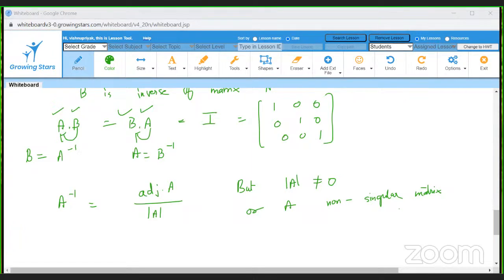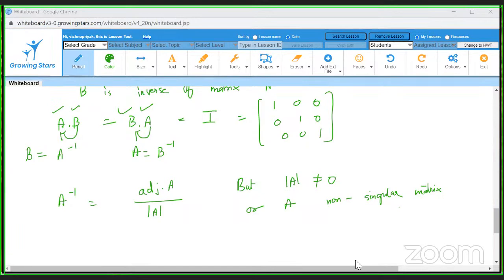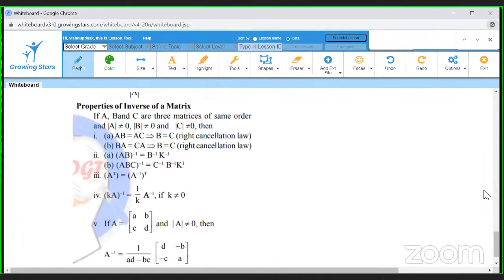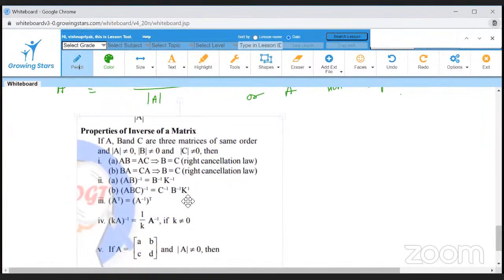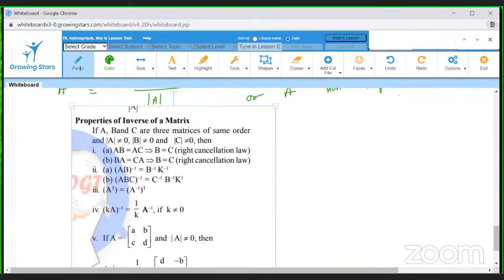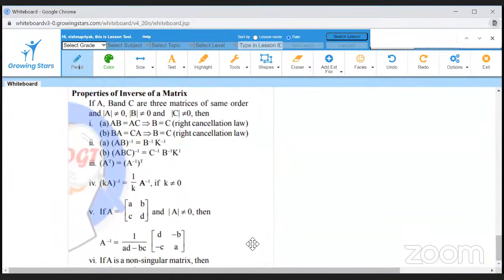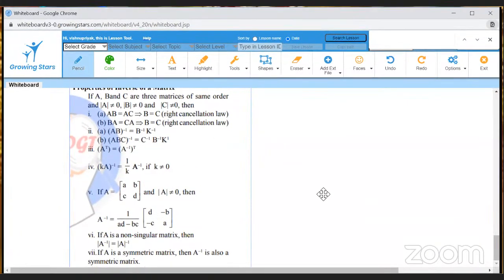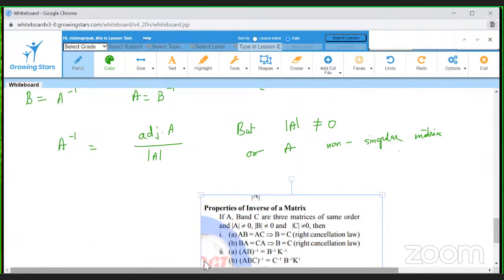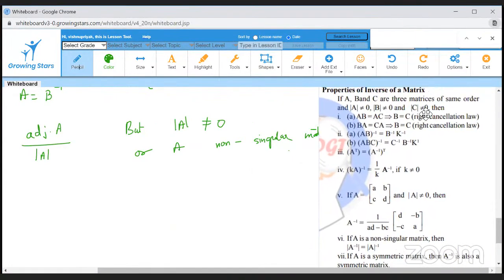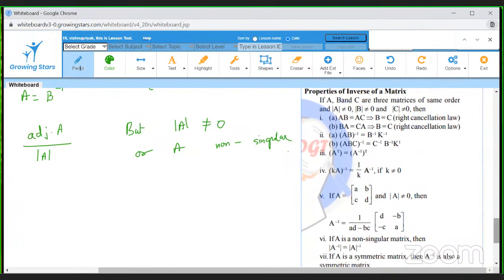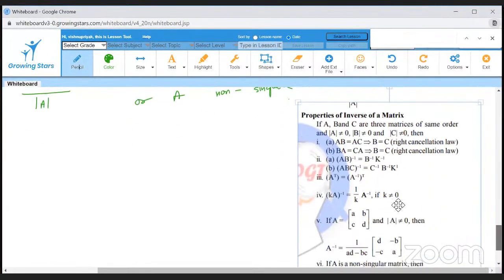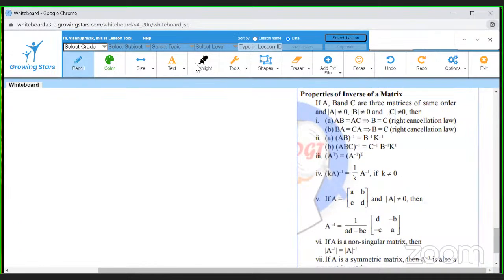There are some properties of inverse also. These are the properties of inverse matrices.